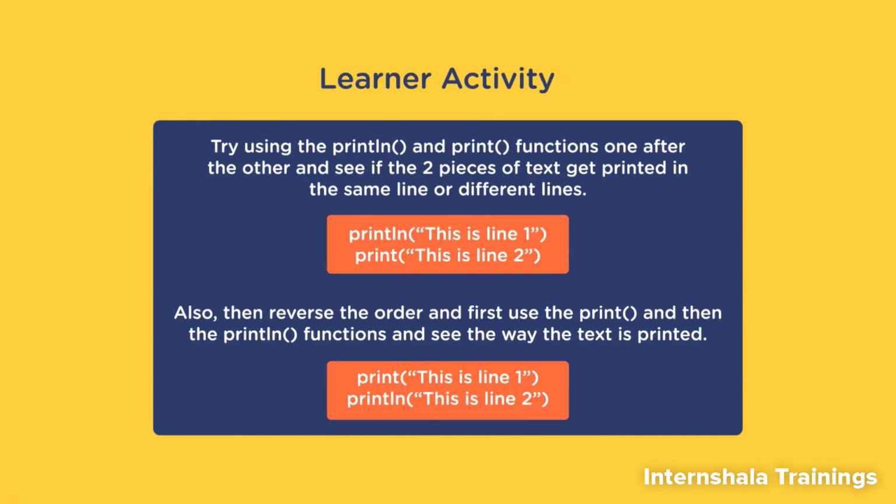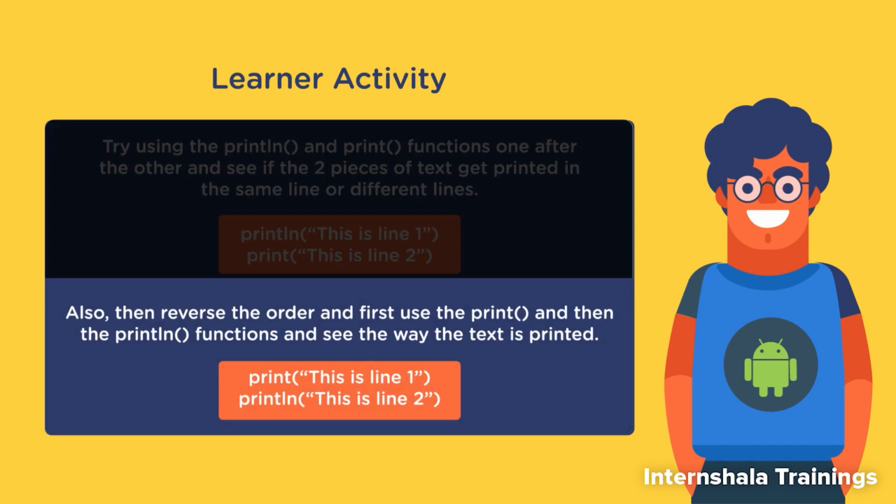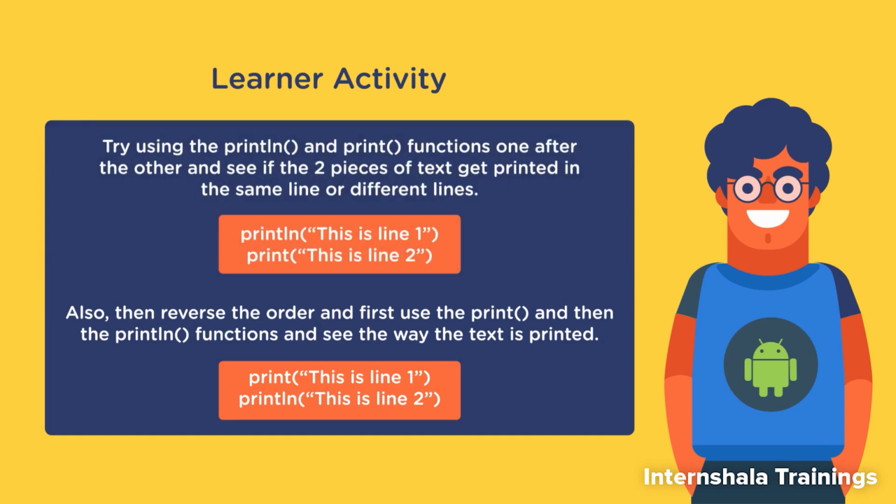Before we end the topic, here is a small learner activity for you. Try using the println and print functions one after the other and see if the two pieces of text get printed in the same line or in different lines. Also, then reverse the order and first use the print and then the println functions and see the way the text is printed. So that was all for this topic.